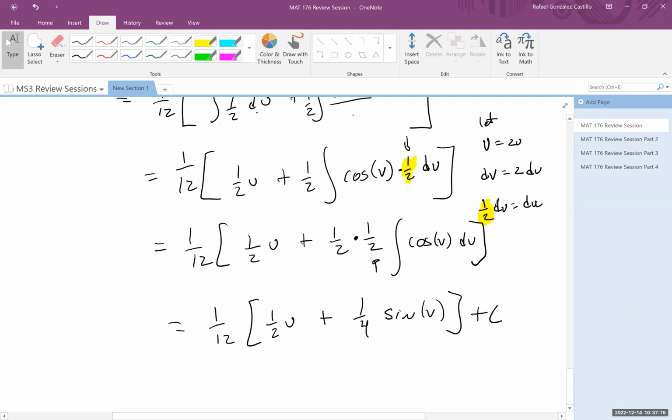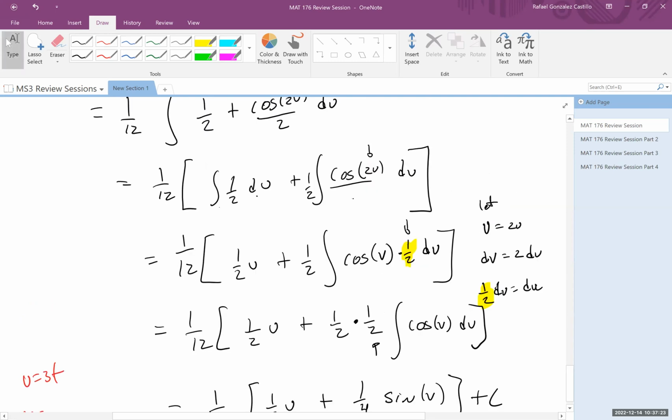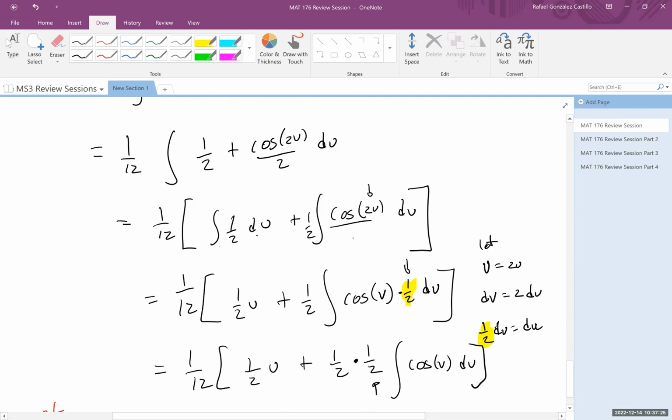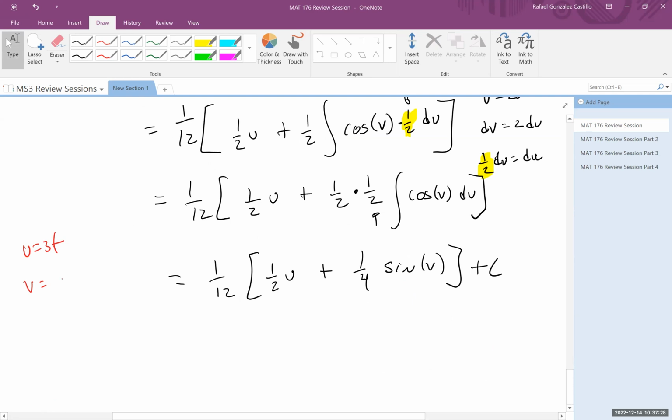So let me remind you of something. u, we said, was equal to 3t. v, which we used up here, was equal to 2u. Those are the substitutions that I made that we have to bring back in eventually, and this is the step in which we're going to bring them in. So this is equal to 1 over 12 times 1/2. u was 3t, so let's bring that in. Plus 1 over 4. And v was 2u, but remember that u was actually 3t, so I could just bring that in right away.